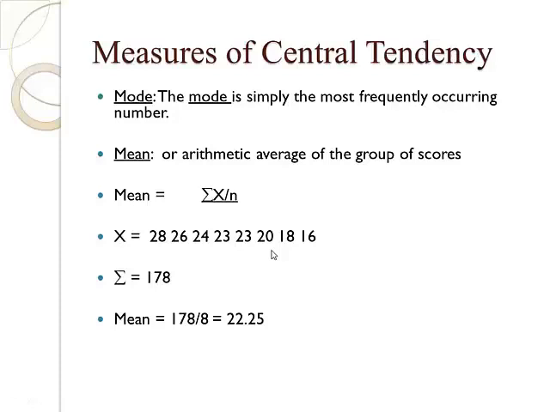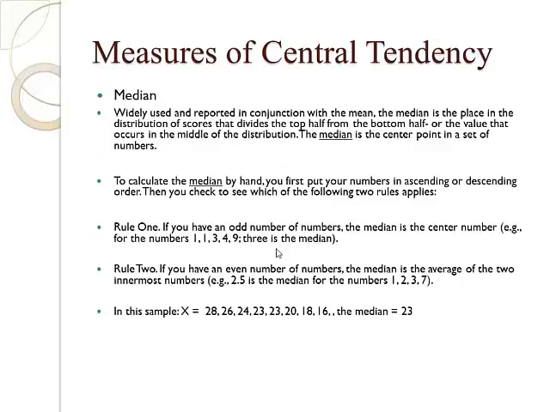And the mean is probably the most frequently reported of the measures of central tendency. The other one that you will see frequently reported in conjunction with the mean is the median. And the median is the place in the distribution of scores that divides the top half from the bottom half, or the value that occurs in the middle of the distribution. And the median is the center point in a set of numbers.